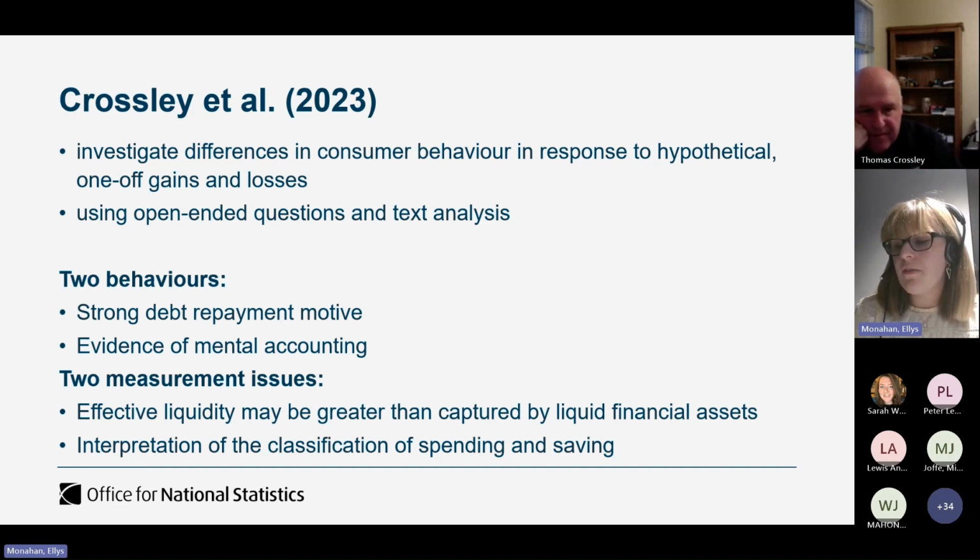The research also identified measurement issues that may contribute to the differences in reported MPCs. So firstly, some of the respondents reported that they'd sell belongings, borrow from friends or family, or work more to compensate for a loss. This suggests their liquidity may be higher than captured by liquid financial assets and indeed by our traditional household financial surveys. Secondly, the research found some misclassification of saving, such as by classifying debt or credit card repayments as spending. And as a result, the measured MPC would be higher than if it only included what we might see as spending.